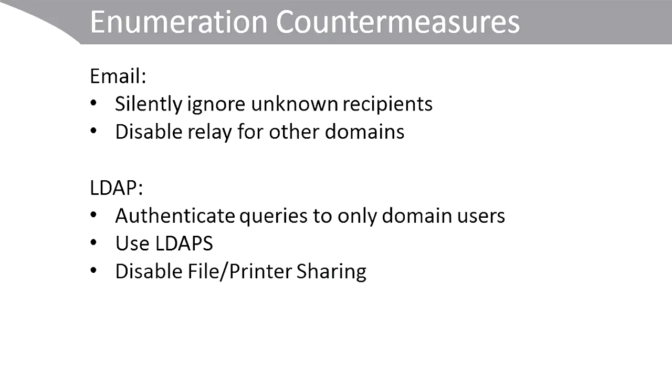So what can we do about protecting ourselves against enumeration? When it comes to email, I touched on the fact that modern email servers will silently ignore unknown recipients. If you are running some older software, take a look at configuration options to silently ignore, as well as disable those verbs that can reveal information, such as verify or expand. Disable relay for other domains.